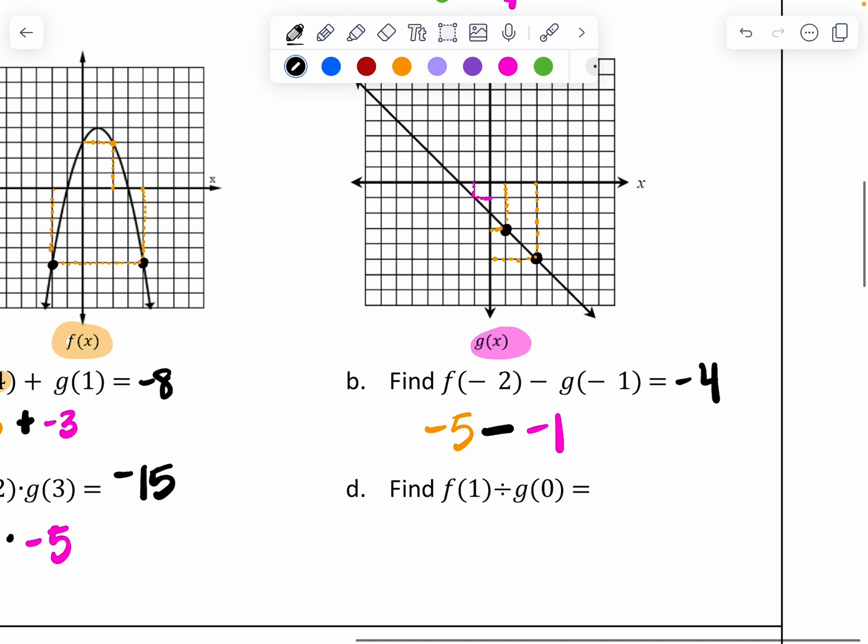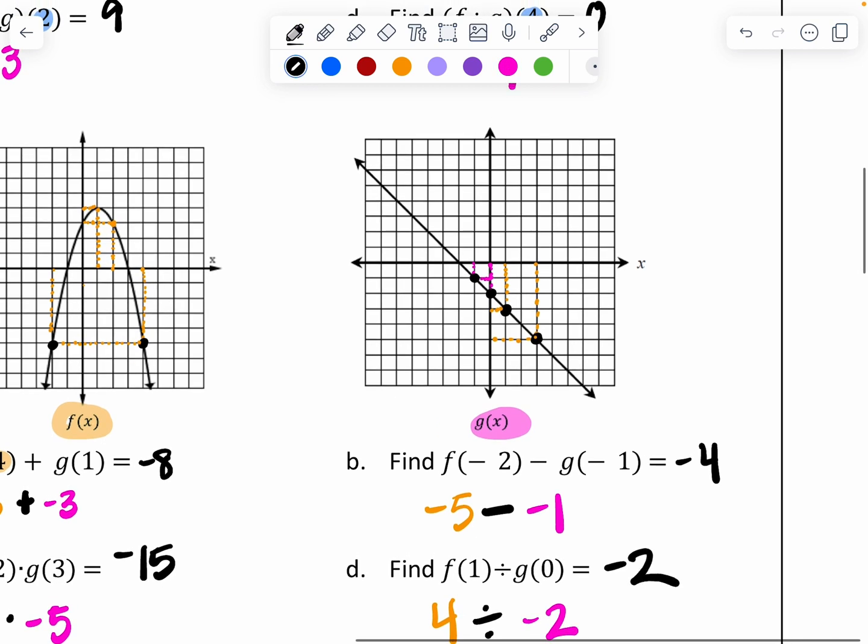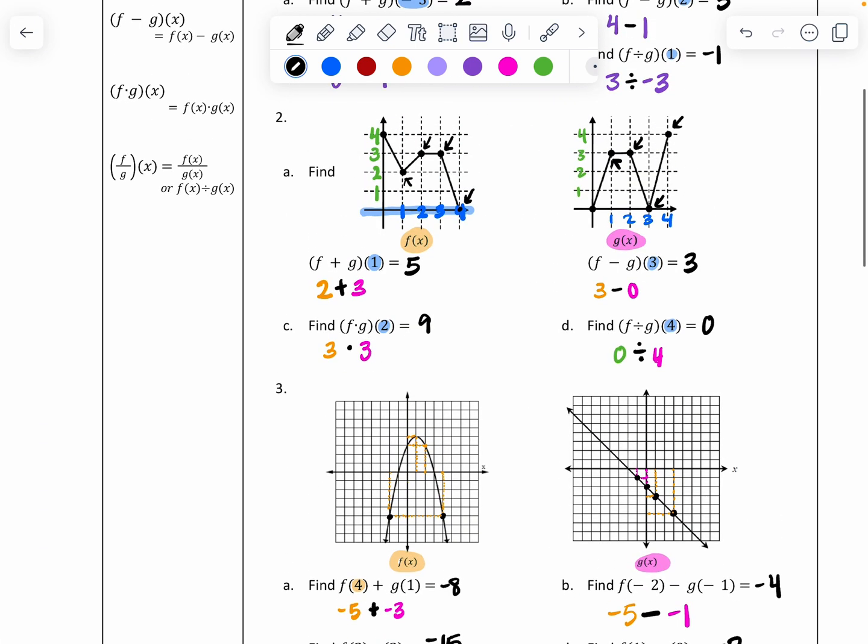Okay, last one. Find f of 1. That would be here all the way up, which is a y value of 4. And g of 0 would be at negative 2. 4 divided by negative 2 is negative 2. So that's what you'll be doing in today's practice.